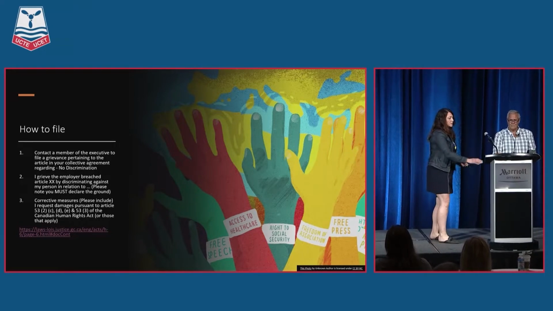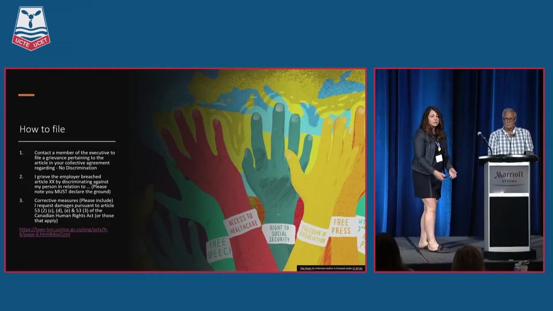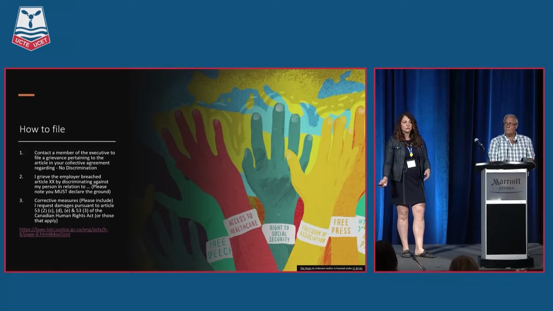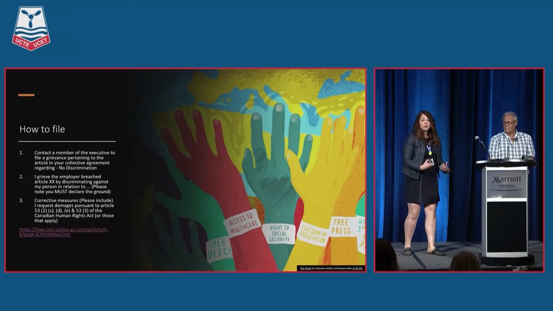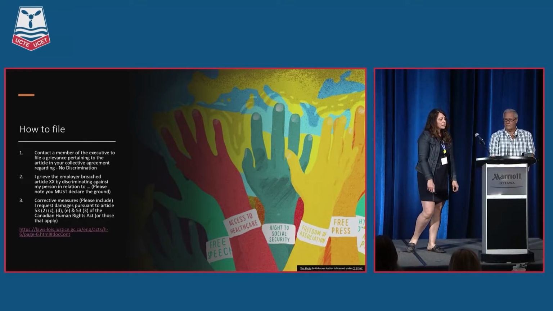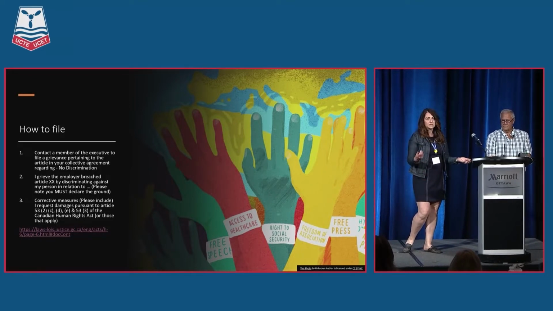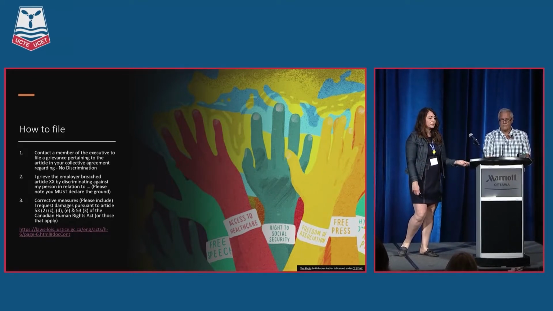The avenues are simple. You're going to contact a member of your local executive. You're going to contact your local president. You could contact your RVP. You could contact us. And you would have that conversation, but we would look at the collective agreement. We would take the ground that's in your collective agreement and file a grievance.